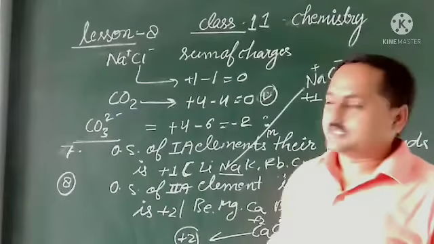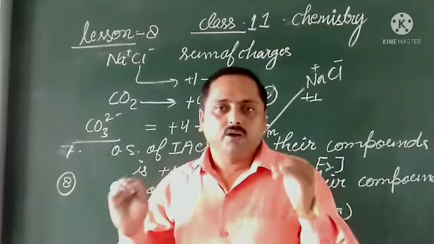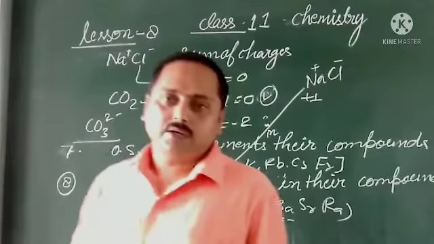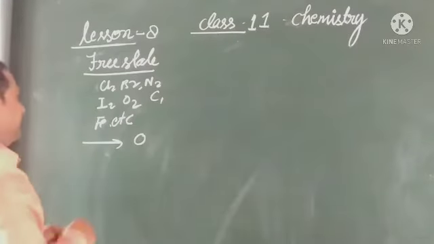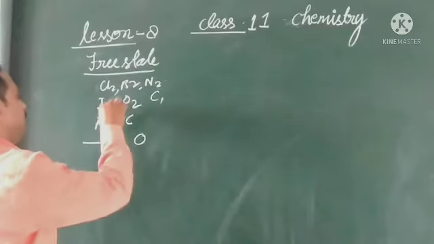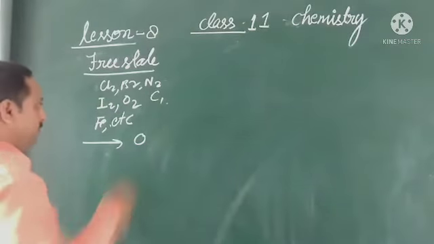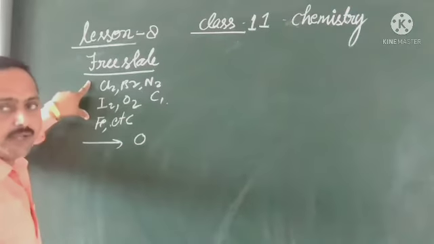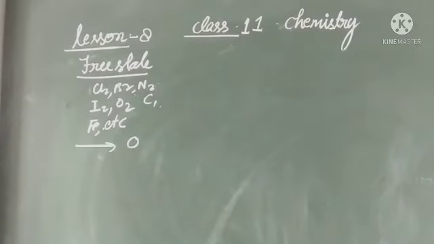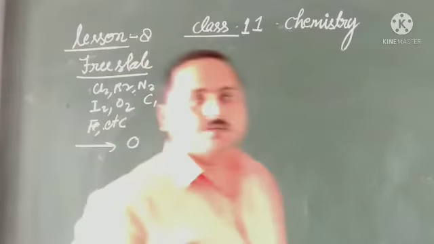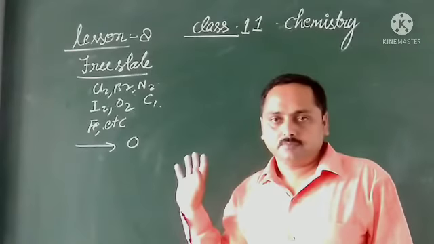So let us take some examples and we will learn how to calculate the oxidation state of an atom in a given compound. Okay. So the first point is this: in the free state, like Cl2, Br2, N2, I2, O2, carbon, graphite and etc. If they are in the free state like this, alone, in that case the oxidation state of this is 0. Understand?